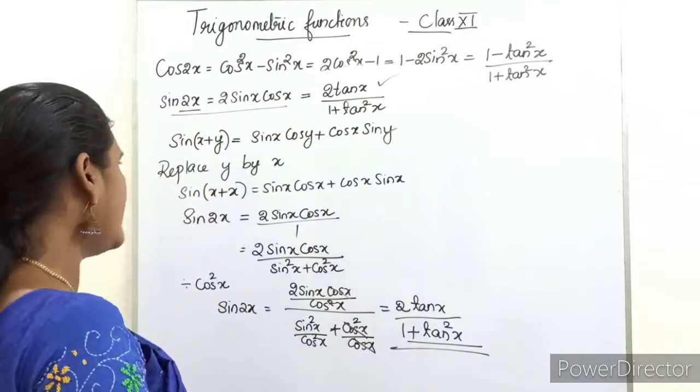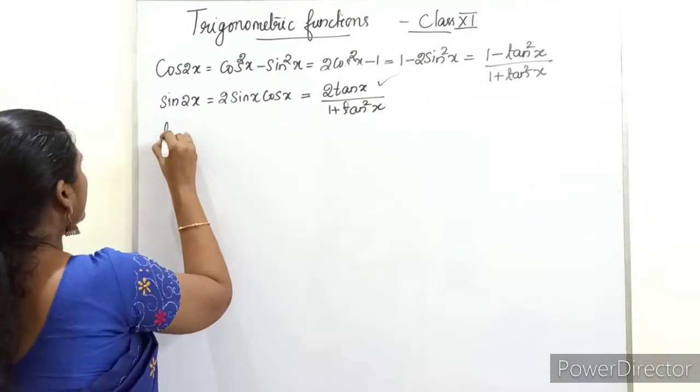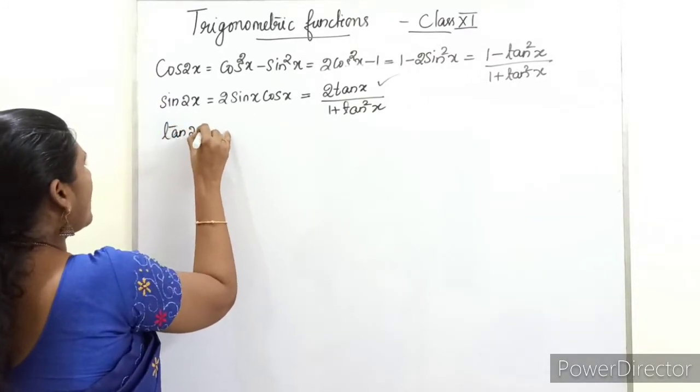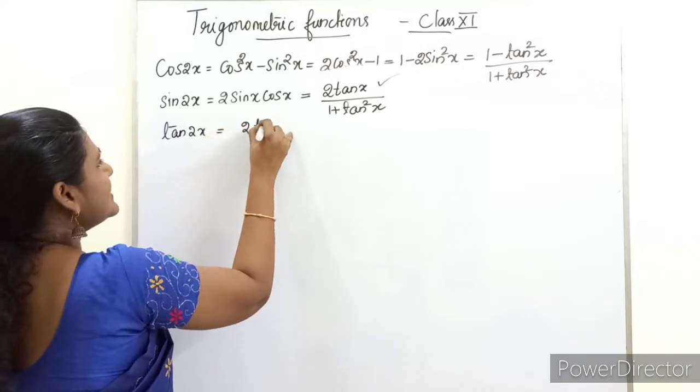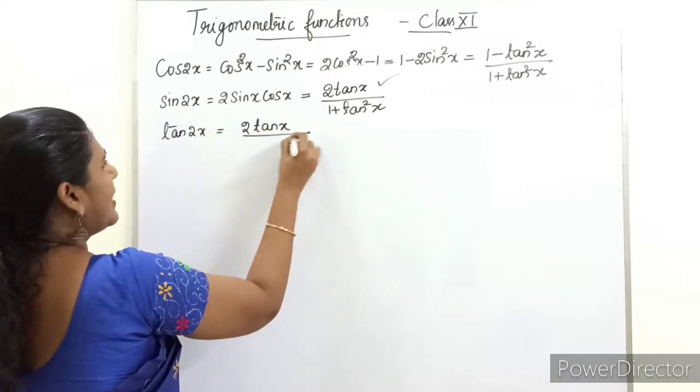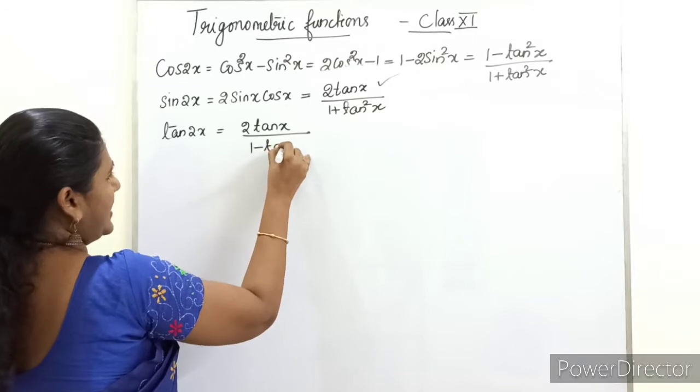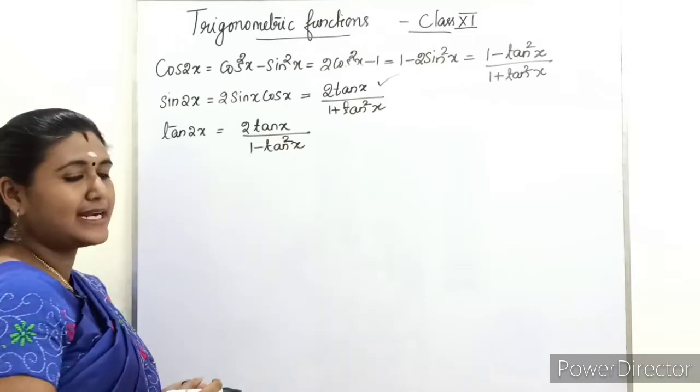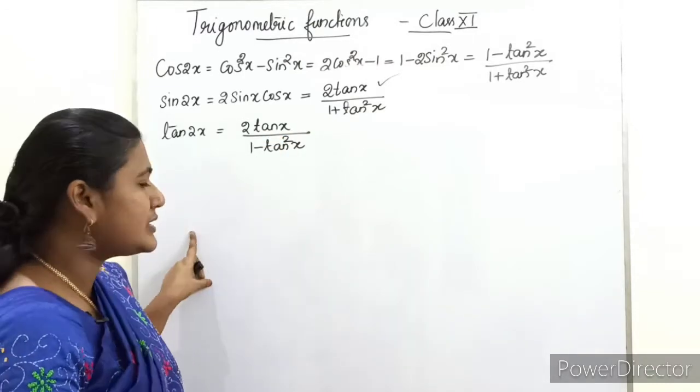Now we will see tan 2x formula. Next is tan 2x formula. Tan 2x is 2 tan x divided by 1 minus tan square x. So this is the formula for tan 2x. Now we will see how to derive this.